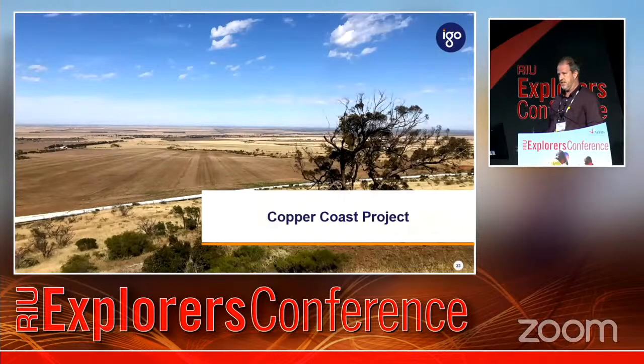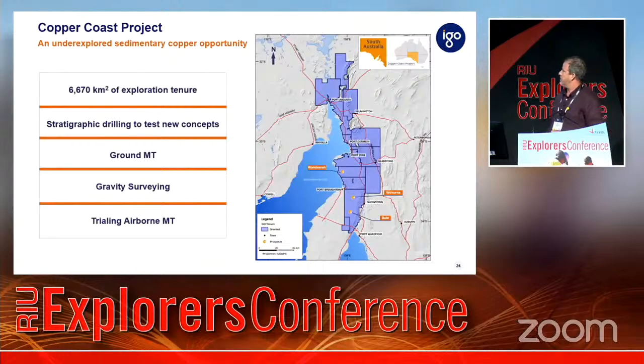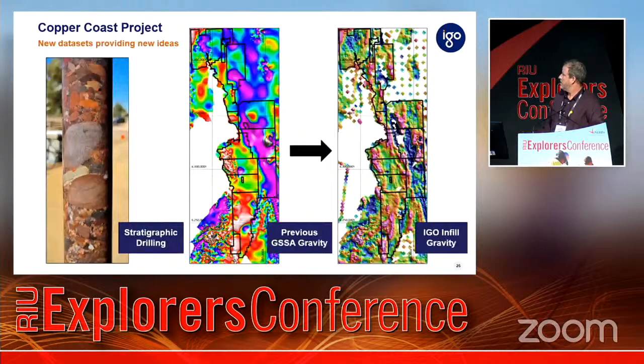And then lastly, the Copper Coast project. This is basically a project at its infancy, but again, applying the same techniques across here. This is a conceptual, a model-driven target area that IGO identified, and we think it's similar to what you'd see in the Central Africa copper belt, things like Kamoa and so forth. Again, there's been some great historic showings in this area, but no one's explored there in the last 30 years. So recently we've just collected some additional MT and ground gravity, and we've just finished flying an airborne MT in this area as well.